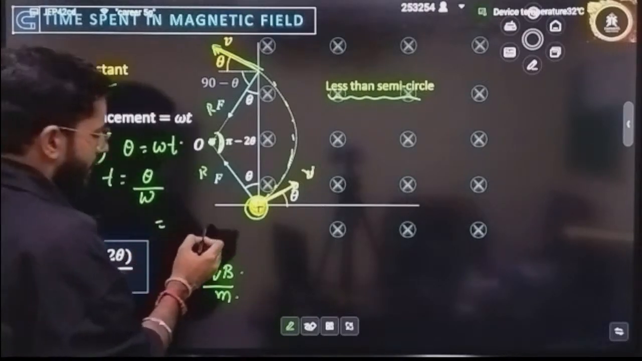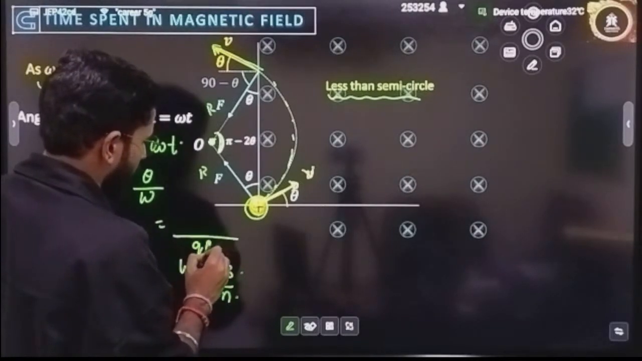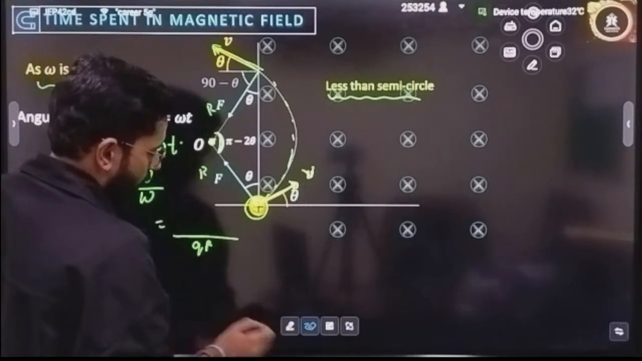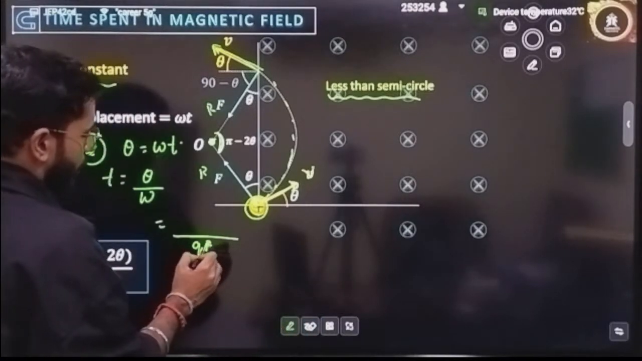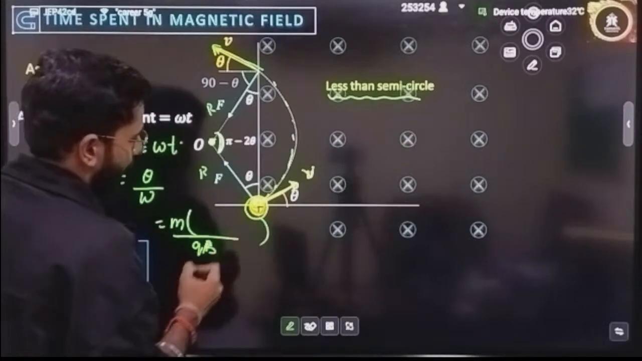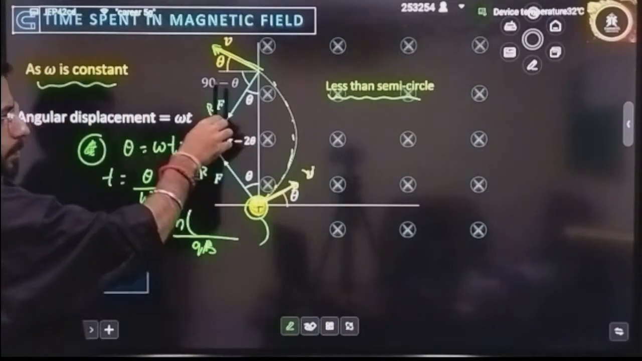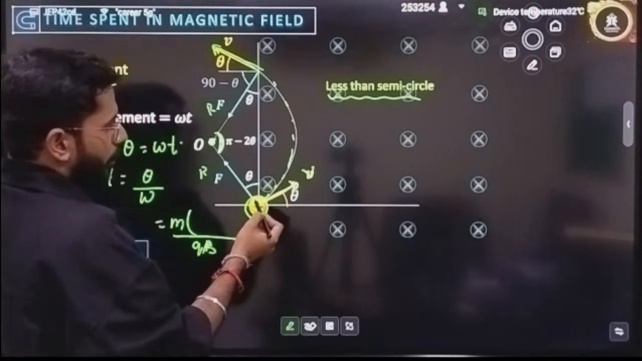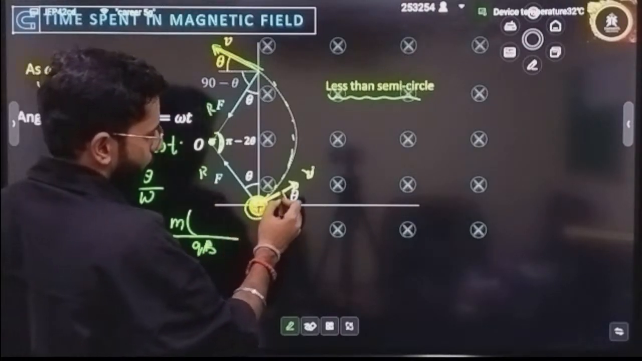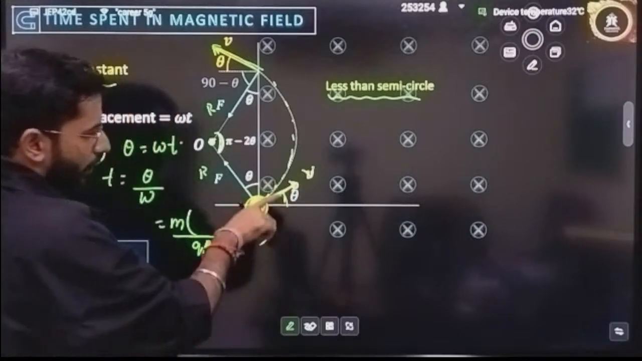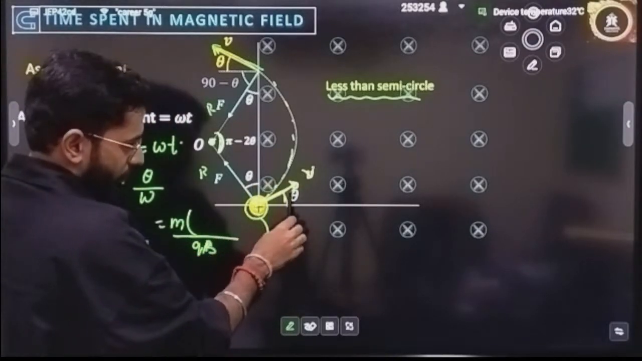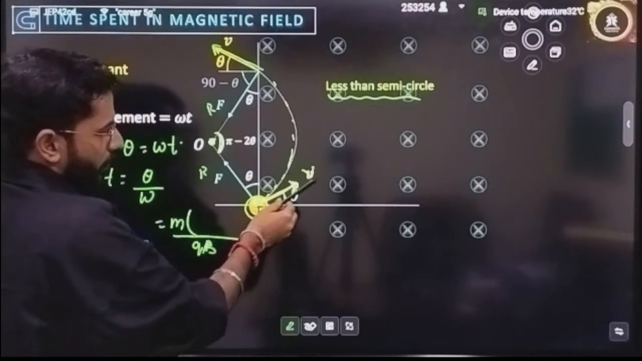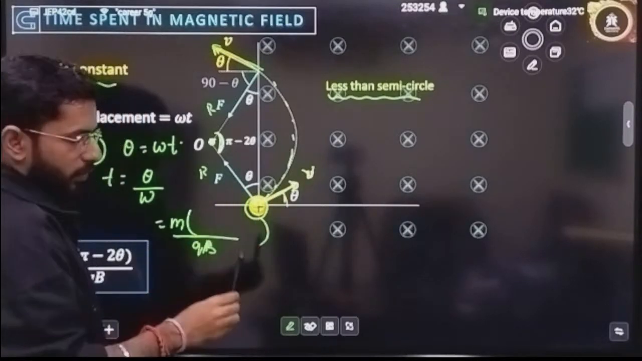Now basically you have to write only Q. So you have to write QB by M, and what is the net angle traveled in this magnetic field? This is what the question is asking you. Now by doing some construction, let's suppose this angle from the horizontal is theta, and for this velocity, force is always perpendicular to the velocity.